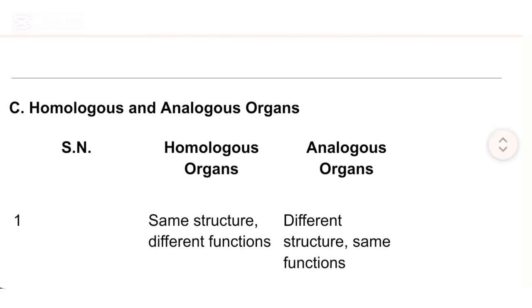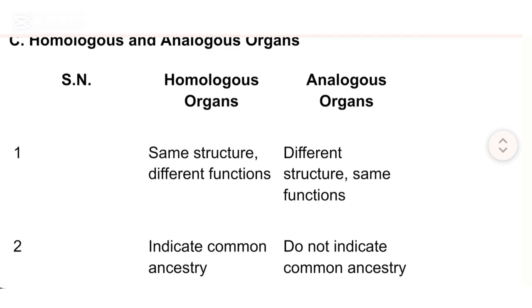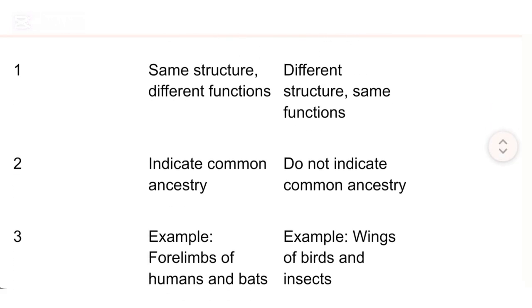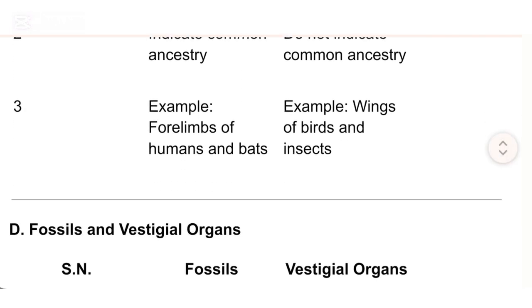C. Homologous and analogous organs. S.N. Homologous organs, analogous organs. 1. Same structure, different functions; different structure, same functions. 2. Indicate common ancestry; do not indicate common ancestry. 3. Example: forelimbs of humans and bats; example: wings of birds and insects.